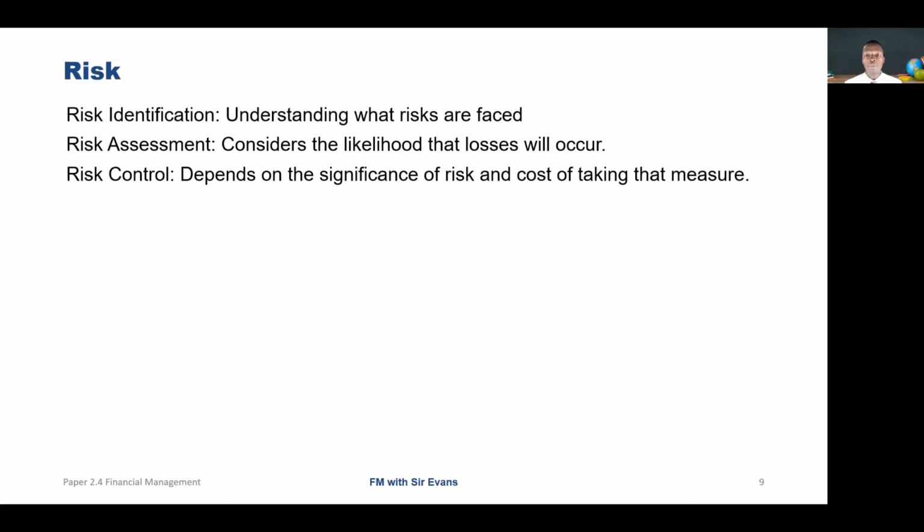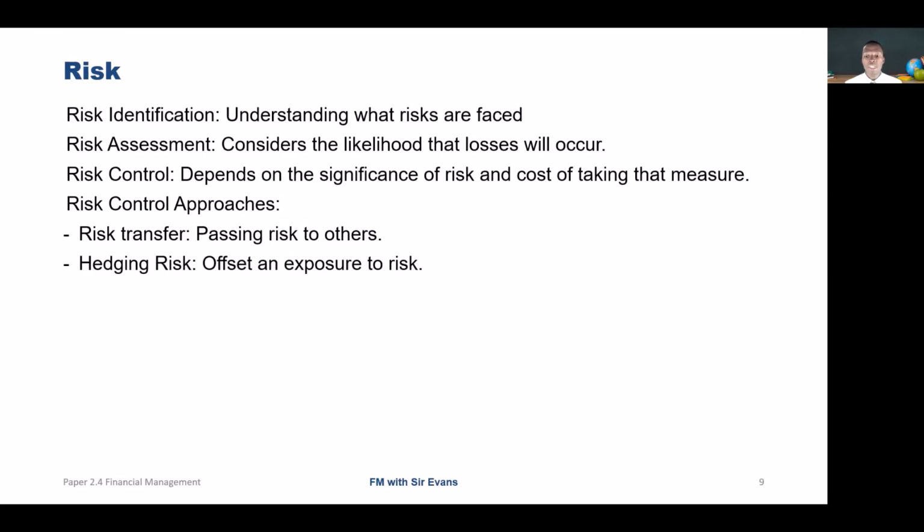So approaches of risk control are, one, risk transfer, where we pass some or all of the risks to others. An example is insurance. We have hedging risk, where we create a position that offsets an exposure to another risk using derivative instruments such as futures, options, and swaps. And we have diversification, where we spread our risk by investing in a range of different business activities and build up a portfolio of different business activities.